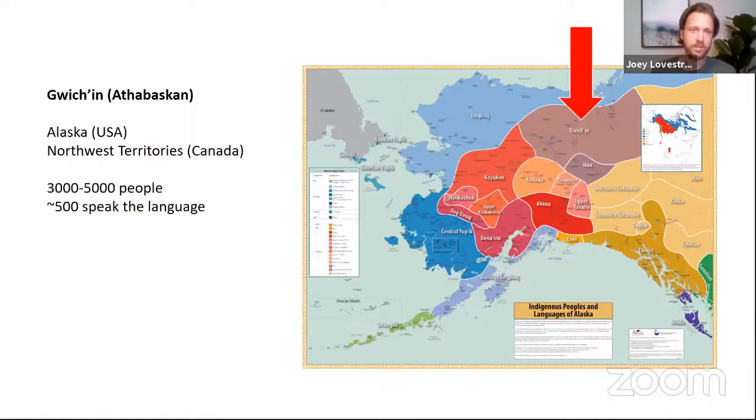The Gwich'in language, an Athabaskan language, is spoken in North America, both on the Alaska side, the American side, and in the Northwest Territories in Canada. There may be about 3,000 to 5,000 or more Gwich'in people. And it's estimated that maybe about 500 people in that group are still speaking the language.